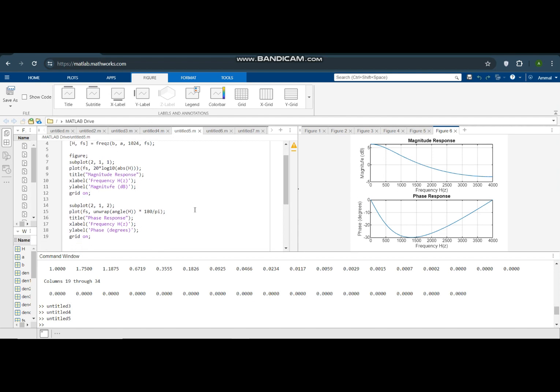The magnitude response plot shows how the amplitude of the system's output varies with frequency, while the phase response plot, which uses the unwrap function to avoid phase discontinuities, shows how the phase of the system's output changes with frequency. The resulting plots provide a comprehensive view of the system's behavior in the frequency domain.